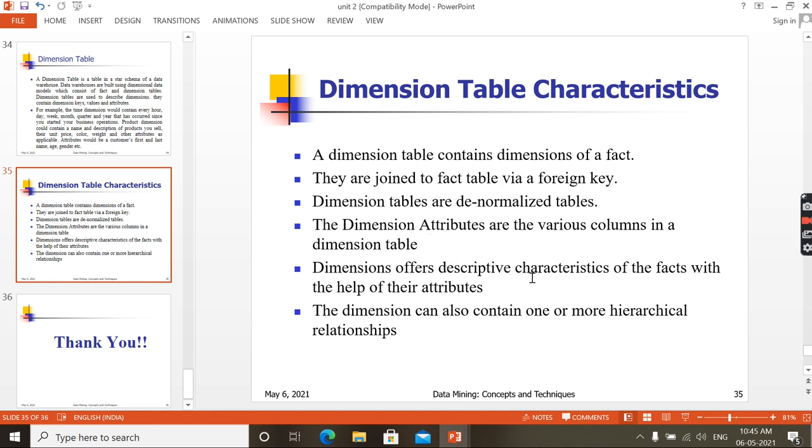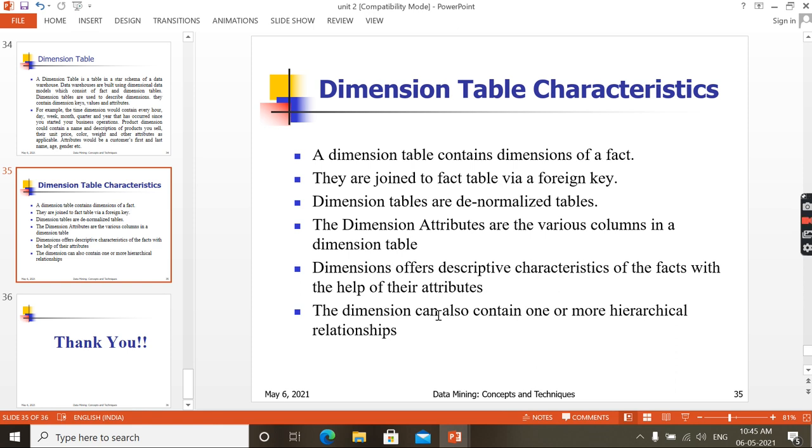Dimensions offer descriptive characteristics of the facts with the help of their attributes. With facts, we can get descriptive characteristics of the facts. Measures' characteristics we can get with the help of their attributes. Okay, with these attributes we can get the characteristics of the facts.